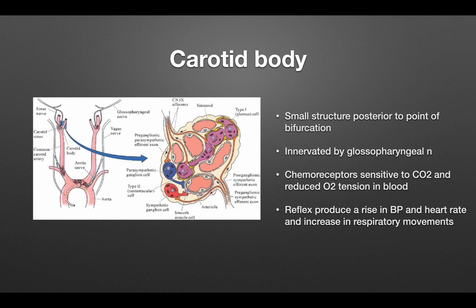So the carotid bodies, they're going to be at the bifurcation. They're innervated by the glossopharyngeal nerve, and that's going to be cranial nerve number 9. And these are chemoreceptors. The reflex produces a rise in blood pressure and heart rate and increase in respiratory movement. So this is going to be a sympathetic reflex.